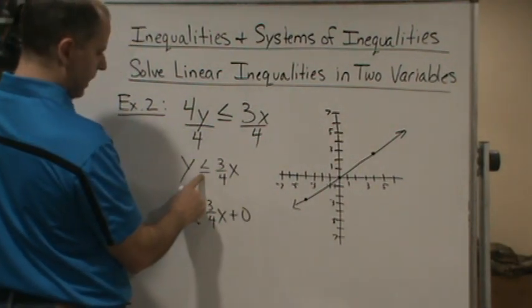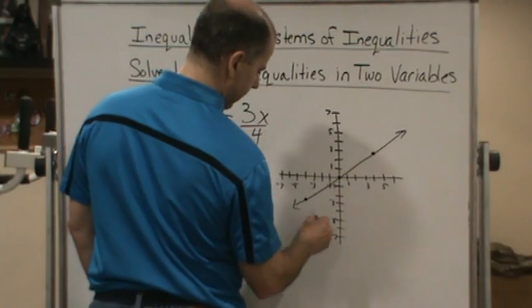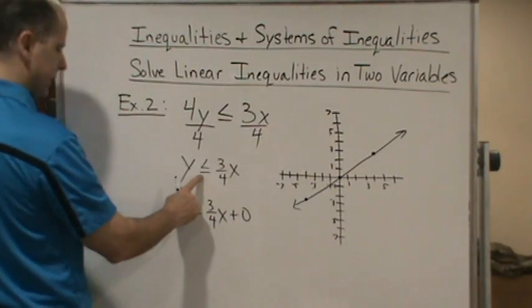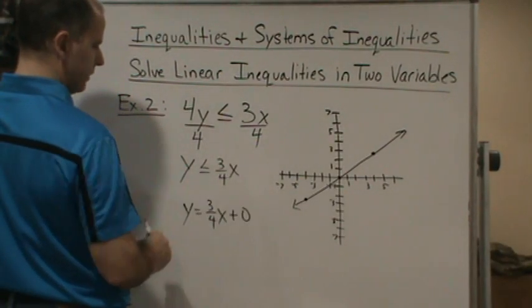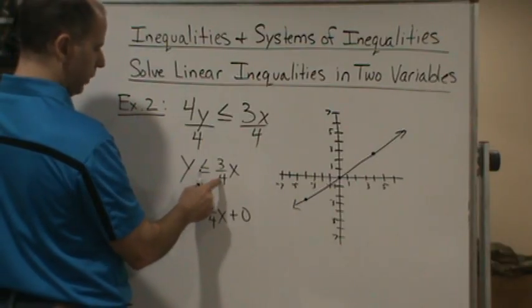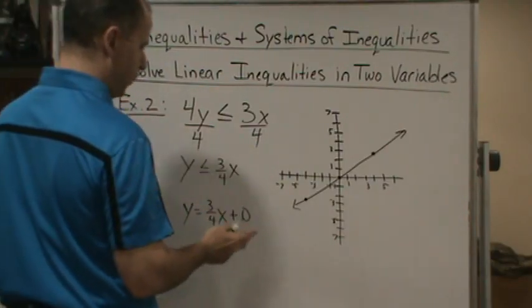Now, since this says less than or equal to, I'm betting that I'm going to be shading on the bottom because it says y is less than this. All y values that are below this line is what this is saying. But let's do a test point.